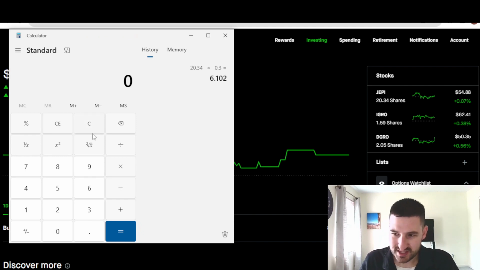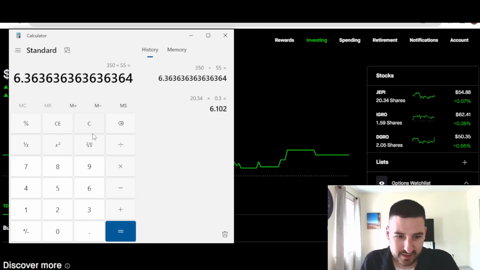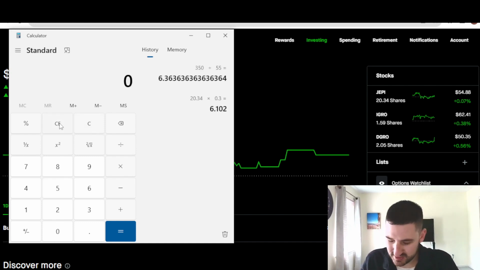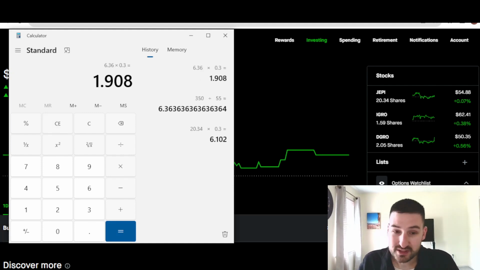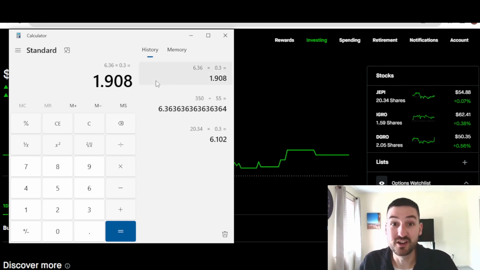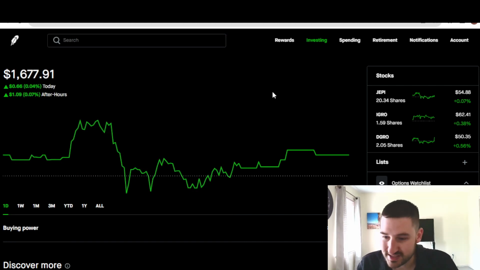And obviously there's going to be a big chunk going into it. So let's just say $350 divided by 55, and new purchases of 6.36 shares times that 0.3. So after tomorrow, it's going to be a nice one. I should be getting a boost of $1.90 in there per month. So right now we're at $6.10.